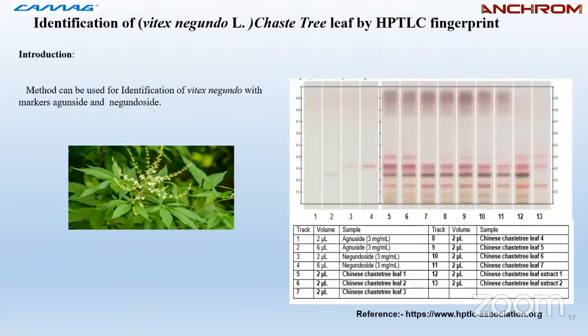Here is an example of identification of Vitex negundo, which is used for its anti-arthritis property. They have developed the method, and you can see from track 1 to 4 they have applied standards agnuside and negundoside, and from track 5 to 13 there are different samples of Vitex negundo, or chaste tree leaf. They have developed the method for the identification of the same.